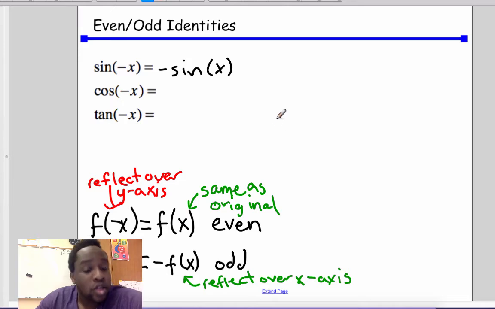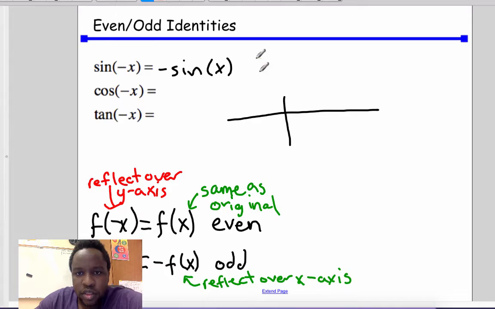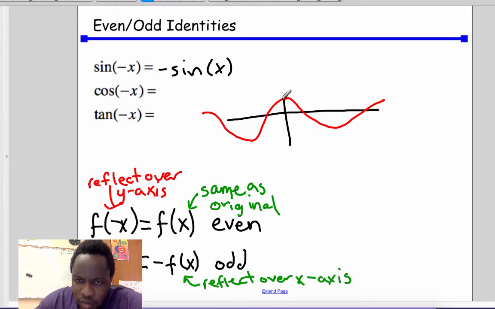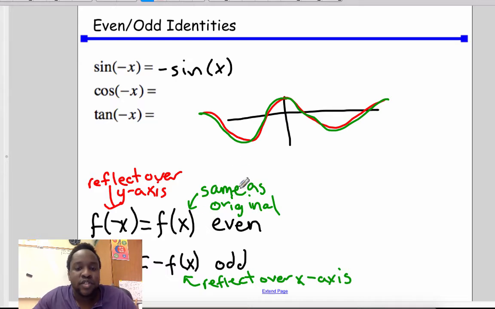Now, let's take a look at cosine. So if we graphed cosine, we start from positive 1 and go down and back up. You know, these are just rough estimations, right? Now, if we reflect this over the y-axis, going down like that, we would also go down like that. And turns out that we would get exactly the same function. So f of negative x would be equal to the same as the original. So cosine negative x is equal to cosine of x.